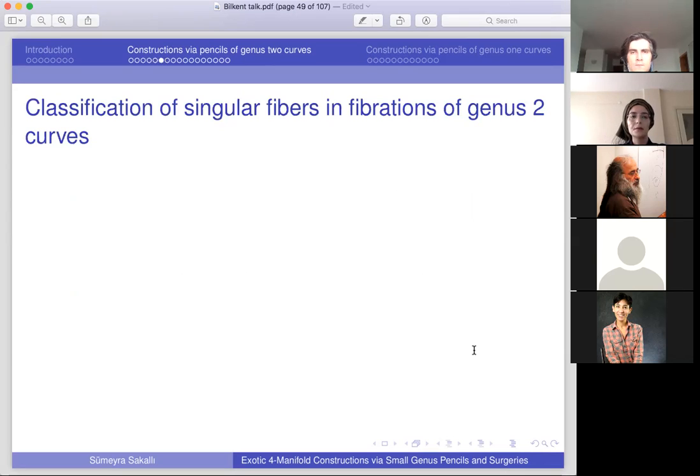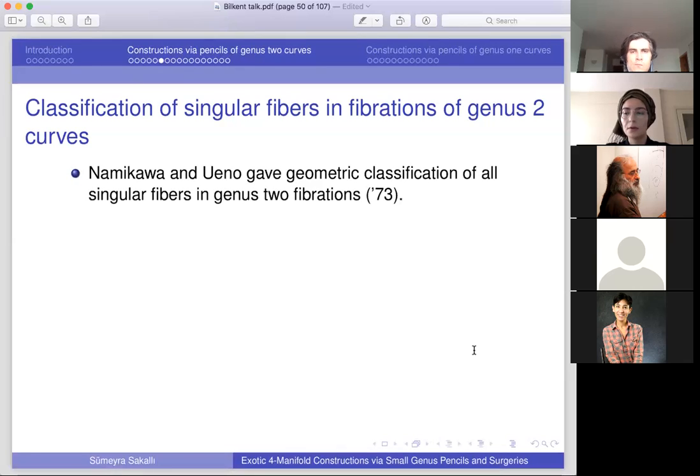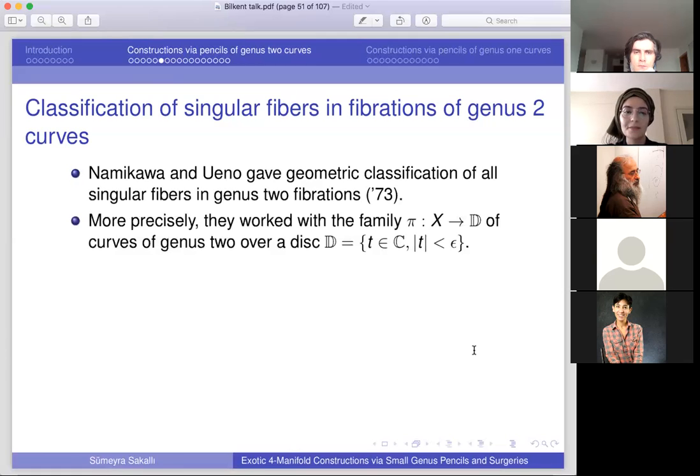And now I need to mention a classification result: classification of singular fibers in fibrations of genus 2 curves. This is the work of Namikawa and Ueno. They gave the geometric classification of all singular fibers in genus 2 fibrations. Let me be more precise here.